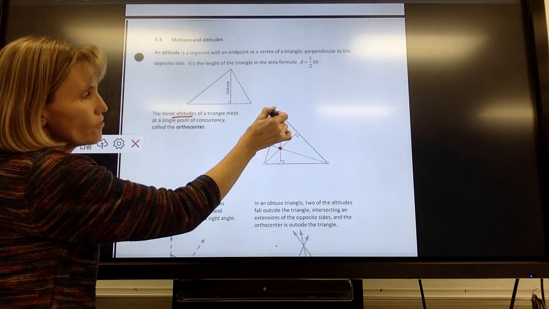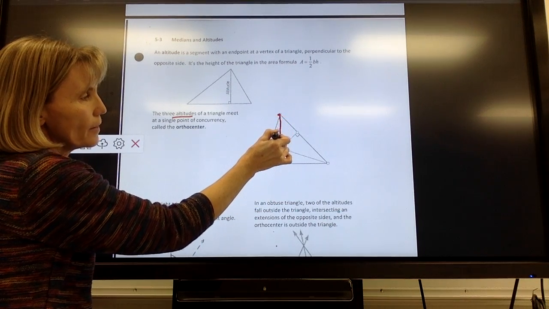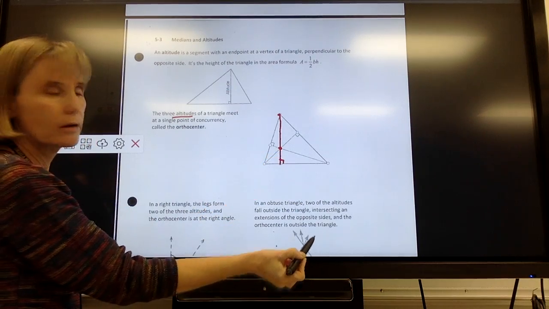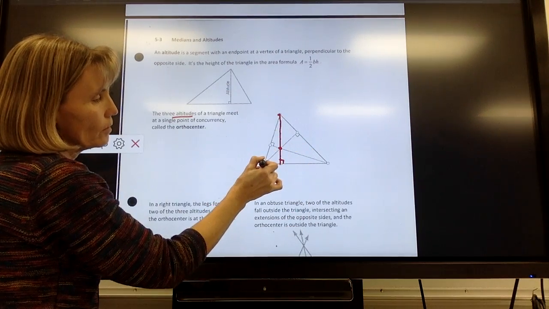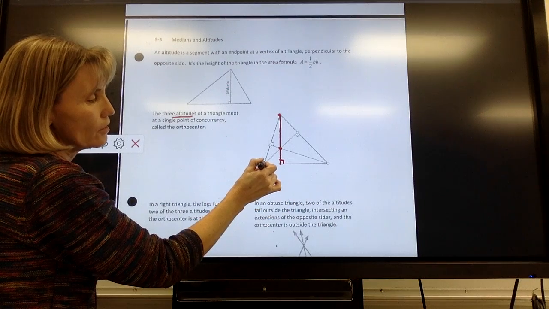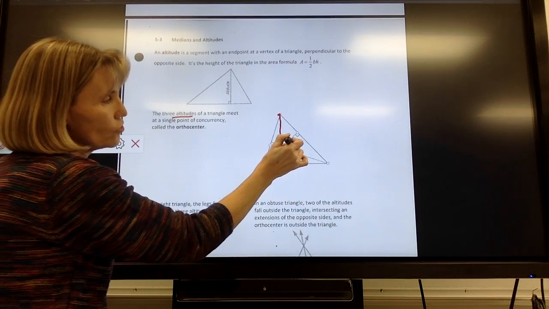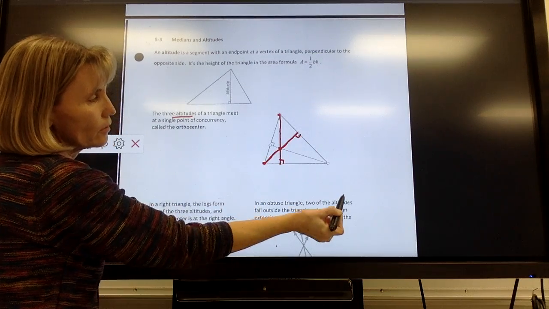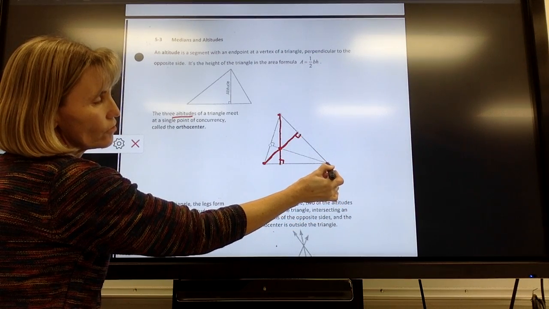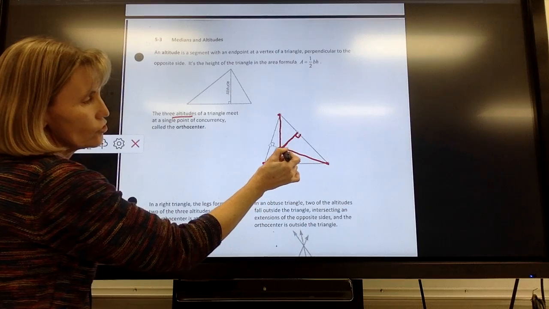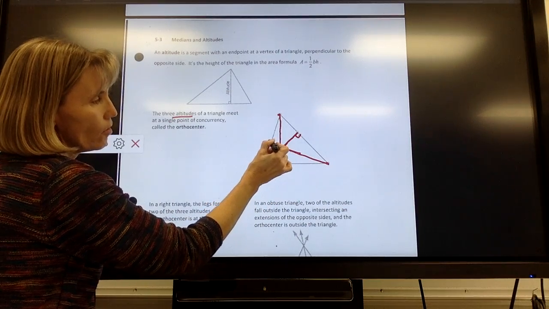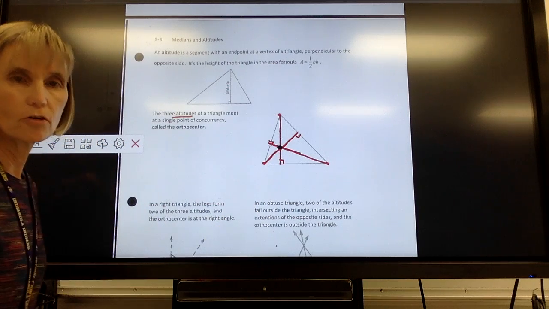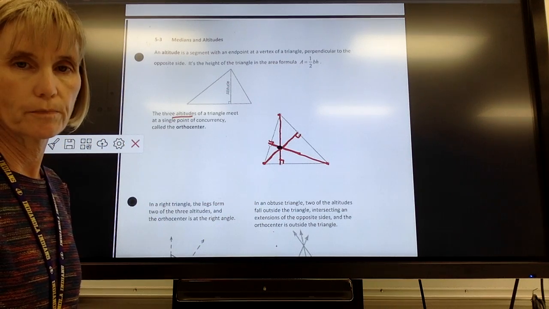So if I take this vertex of the triangle and I drop an altitude to the opposite side, an altitude is going to be perpendicular. And if I go to this vertex of the triangle and I drop an altitude to the opposite side, an altitude is going to be perpendicular. And if I go to the third vertex of the triangle and I do an altitude to the opposite side, they're all going to meet at a point of concurrency. And that point of concurrency is called the orthocenter.